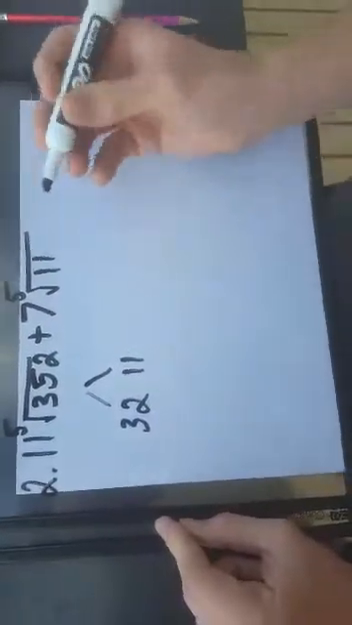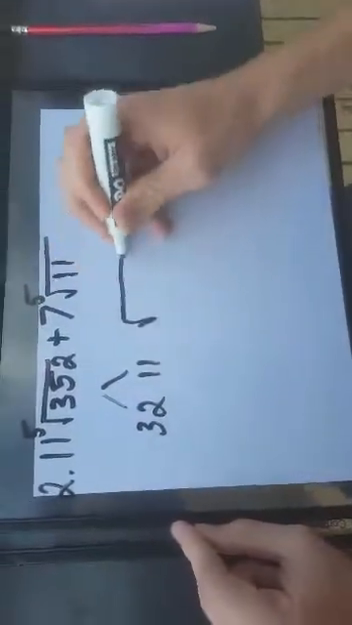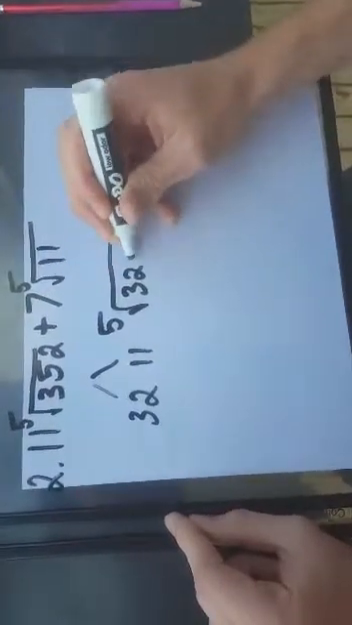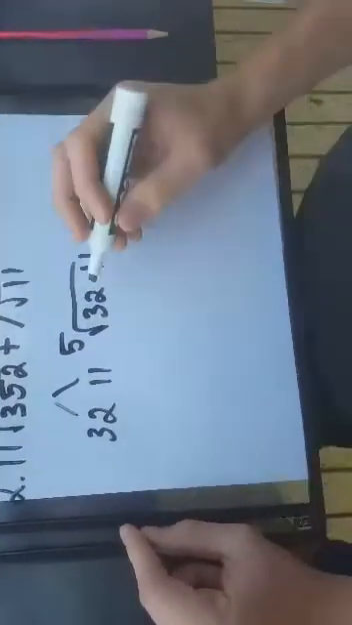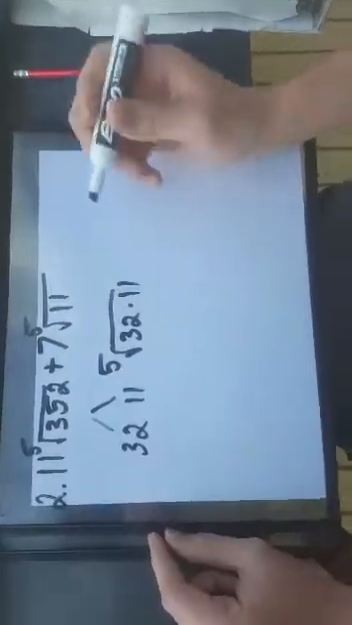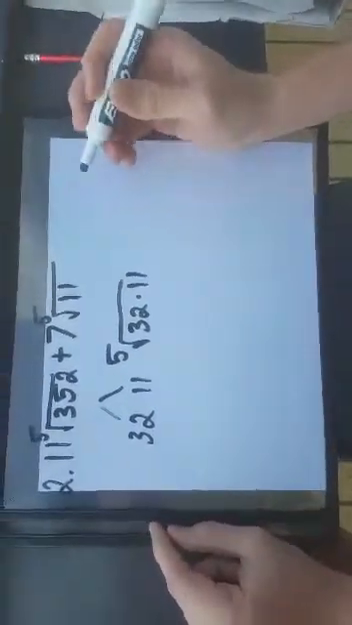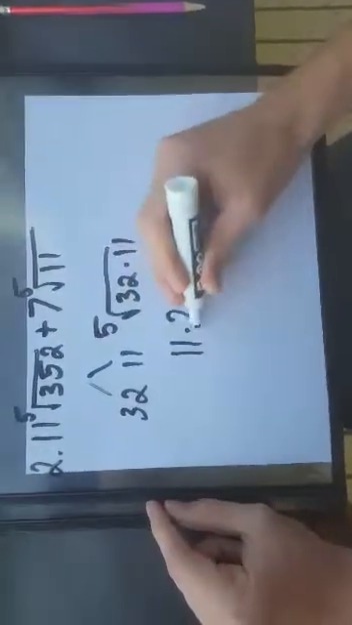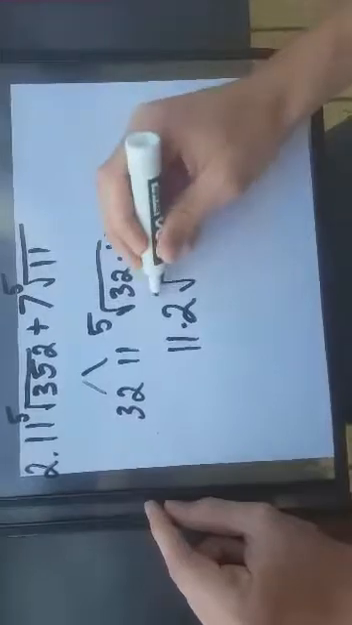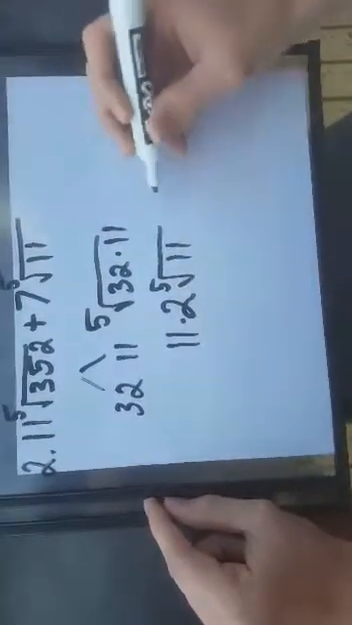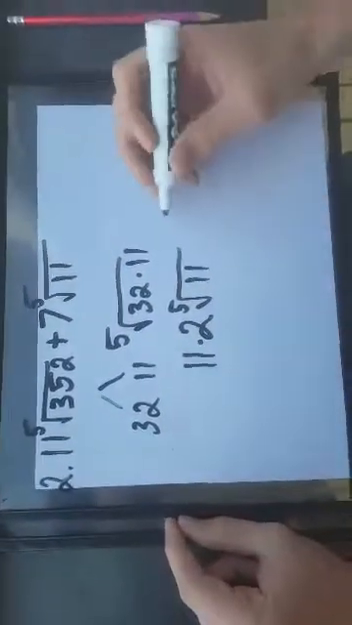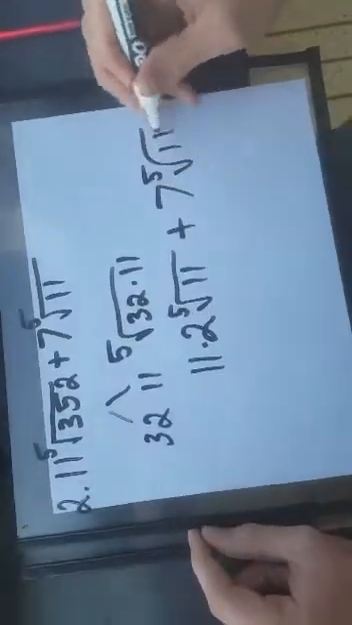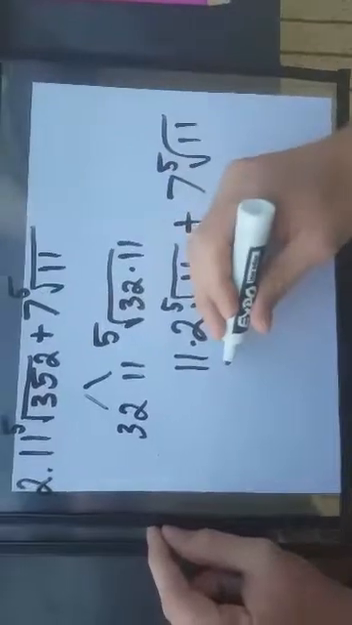Now, they're still inside of the radical, so right now you have fifth root of 32 times 11. 32 is a perfect fifth, which is 2. So right now you have 11 times 2 times fifth root of 11, plus 7 fifth root of 11. 11 times 2 is 22.